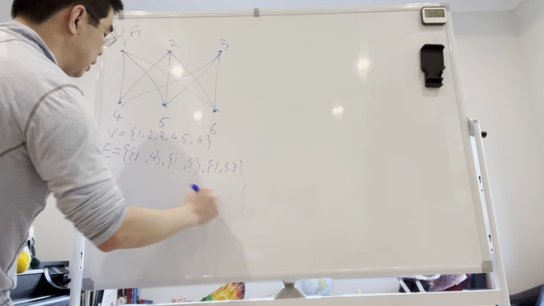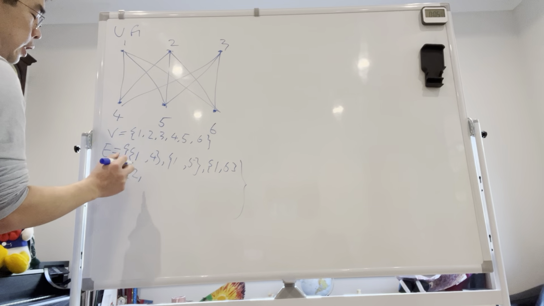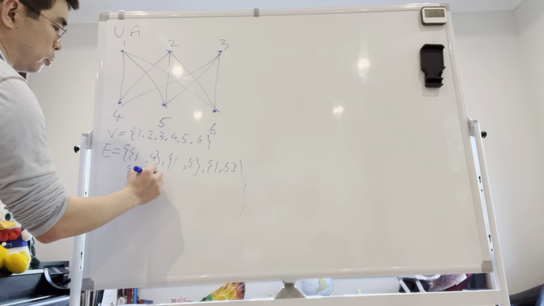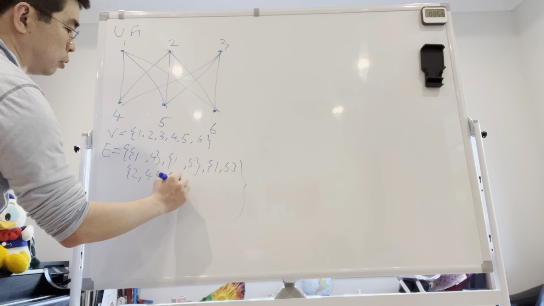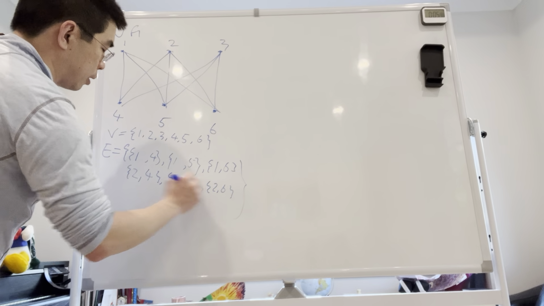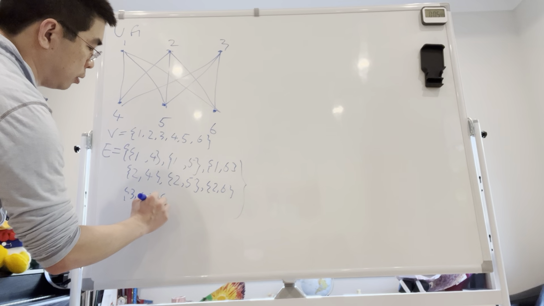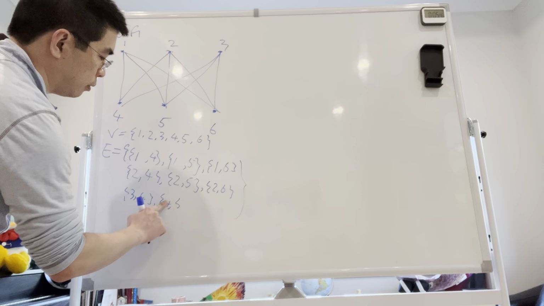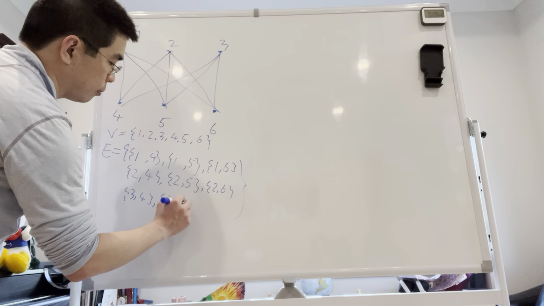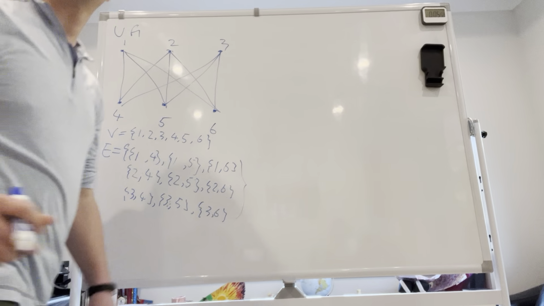And then let's look at the second house. What's the first edge for the second house? 2, 4. And then 2, 5, and then 2, 6. And then finally the third house, we have 3, 4, 3, 5, and then 3, 6. Okay.